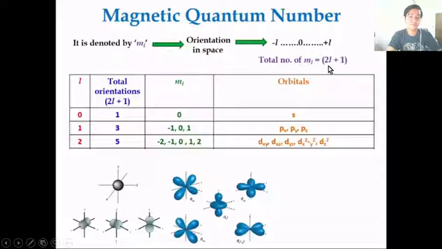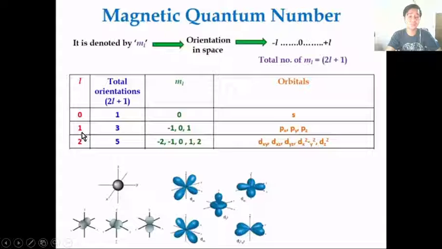So for example, it will be 2 times the value of L plus 1. So we know that whenever L is equal to 0, it's an s orbital. How many orientations? 1. This one, the spherical shape, that's always s, right? So that means 1 orientation. If the value of L is 1, how many orientations? That would be 3. Why? Because 2 times 1 is 2, plus 1 is equal to 3.